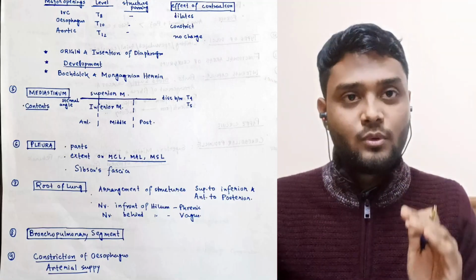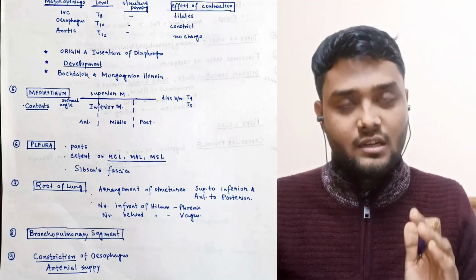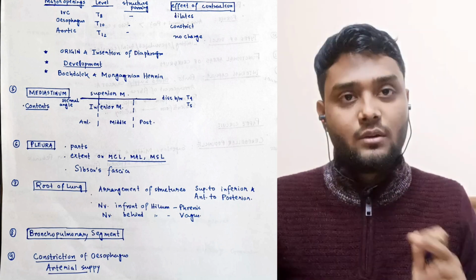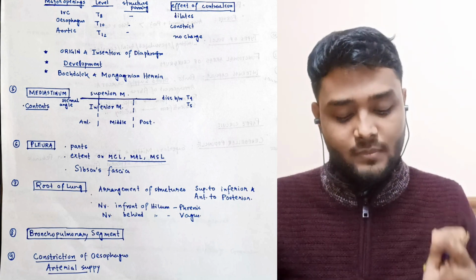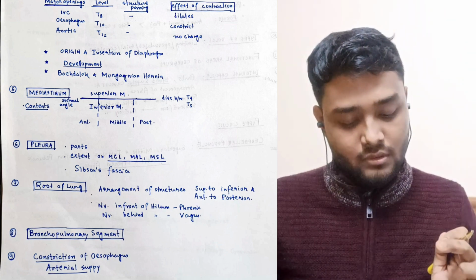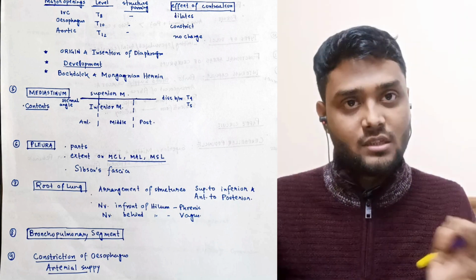Then coming to the pleura. What are the parts of the pleura? Extent of the pleura in the mid-clavicular, mid-axillary and mid-scapular lines. What is Sibson's fascia? Root of the lung. What is the arrangement of structures, superior to inferior and anterior to posterior, at the root of the lung?